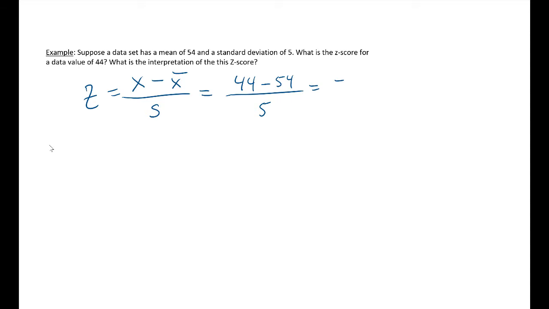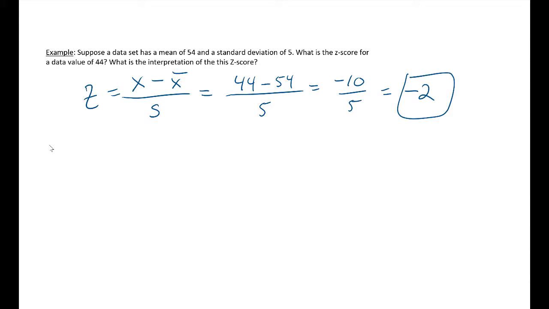Suppose the data value has a mean of 54, standard deviation of 5. What is the z-score for a data value of 44? Okay, so the z-score formula is your data value minus the mean divided by the standard deviation. I want you guys to get used to those symbols. So our data value is 44. Subtract away the mean of 54. Divide that by our standard deviation of 5. So we have a negative 10 divided by 5, which gives us a z-score of negative 2. So the z-score is negative 2.